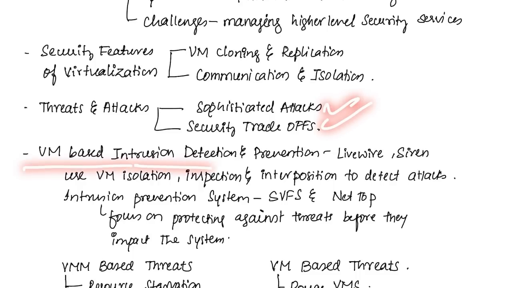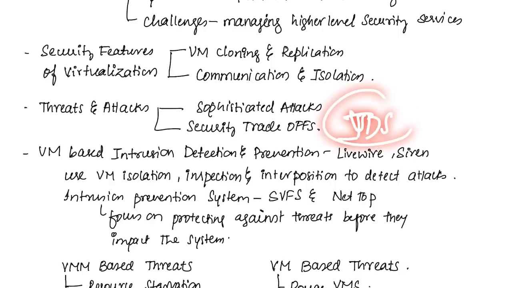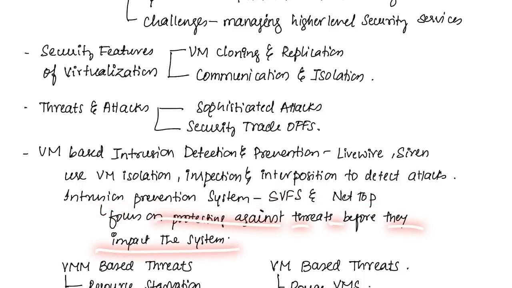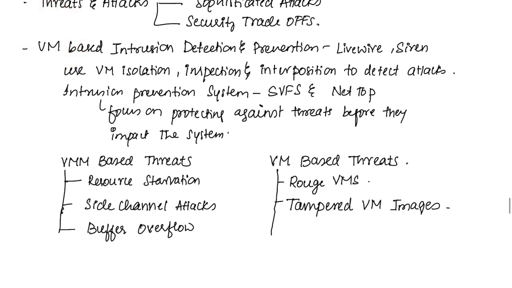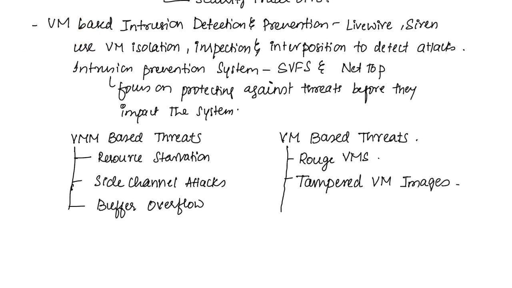Next we have VM based intrusion detection and prevention. VM based intrusion detection systems, that is IDS, such as Livewire and Siren, use VM isolation, inspection and interposition to detect the attacks. VM also supports intrusion protection systems like SVFS and NetTop, which focus on protecting against the threats before they impact the entire system. So you are preventing it before, and initially you are detecting it. Thereby you can save your VM from getting attacked or from the attacker stealing the data from your VM.